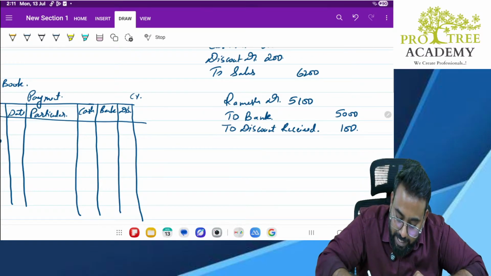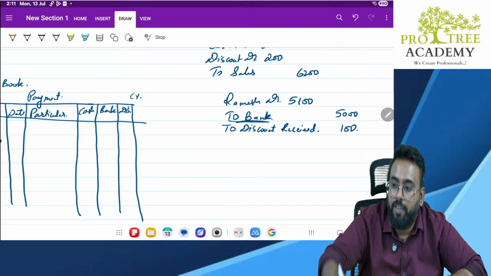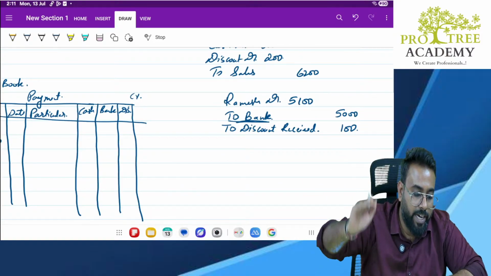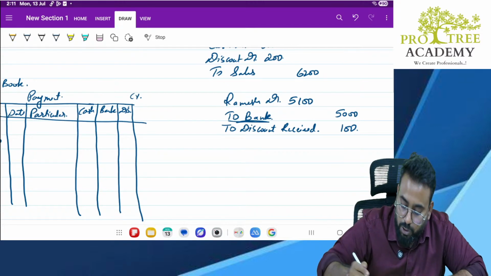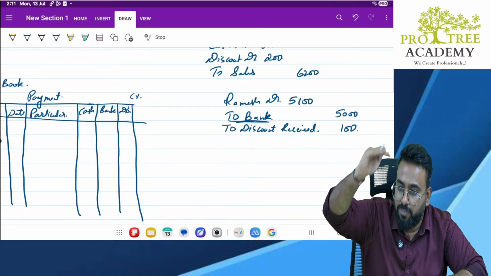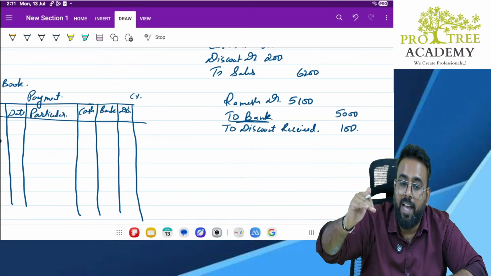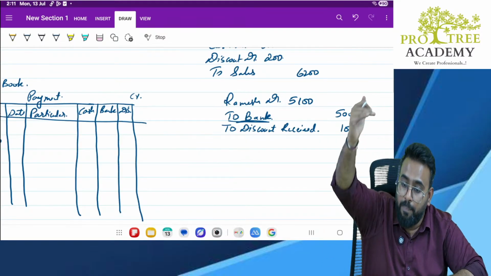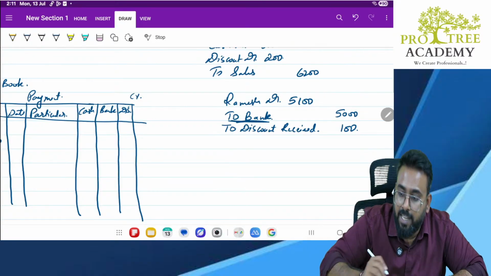So bank is getting credited. Why is bank getting credited? Because we are making the payment. When we make the payment, our bank balance comes down. When an asset comes down, it will be credited. Clear? Yes. So our creditor is coming down, that is why debited. Our bank balance is coming down, that is why credited. And our discount is an income. Income is going up, so it is credited. Yes. Now bank is credited.